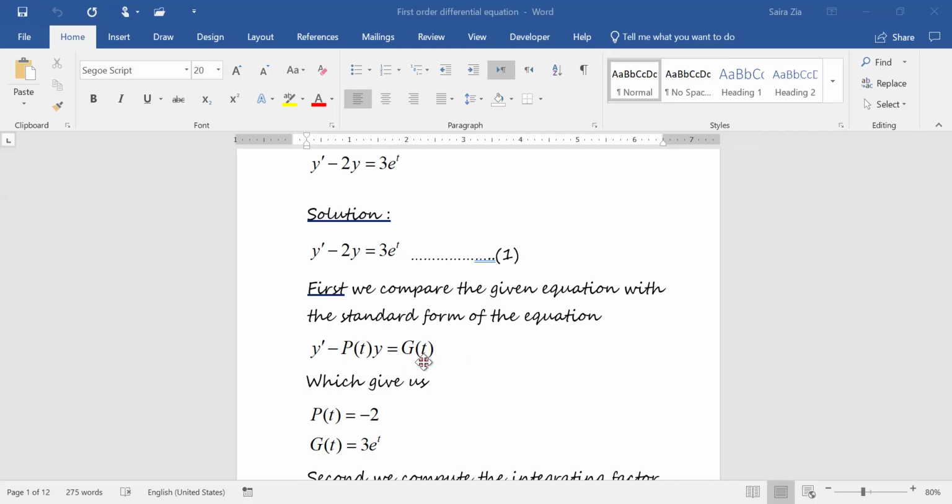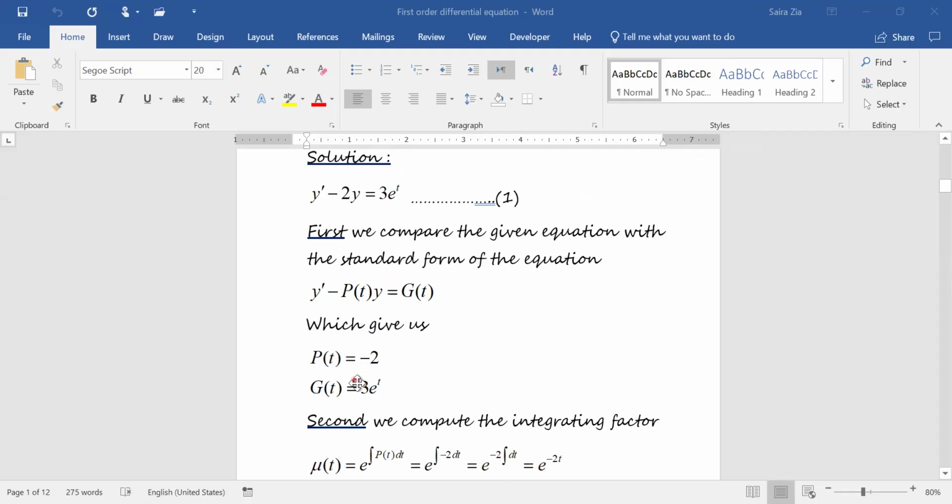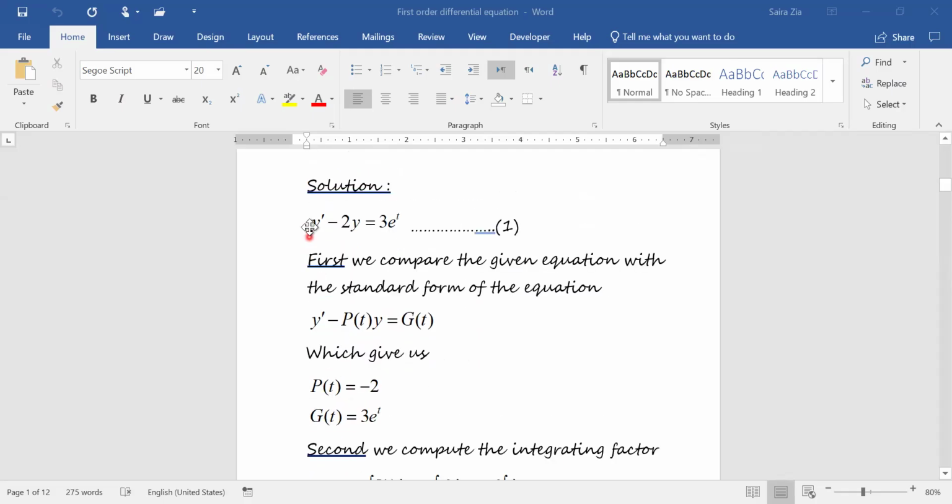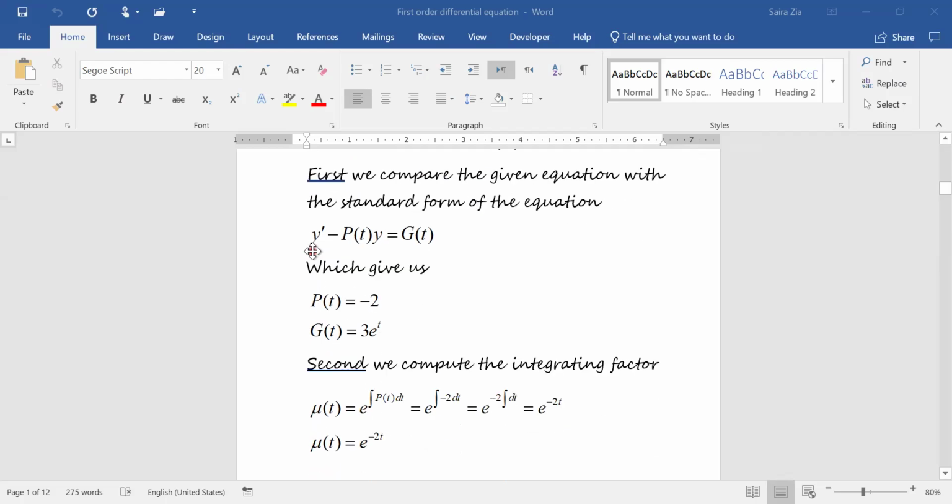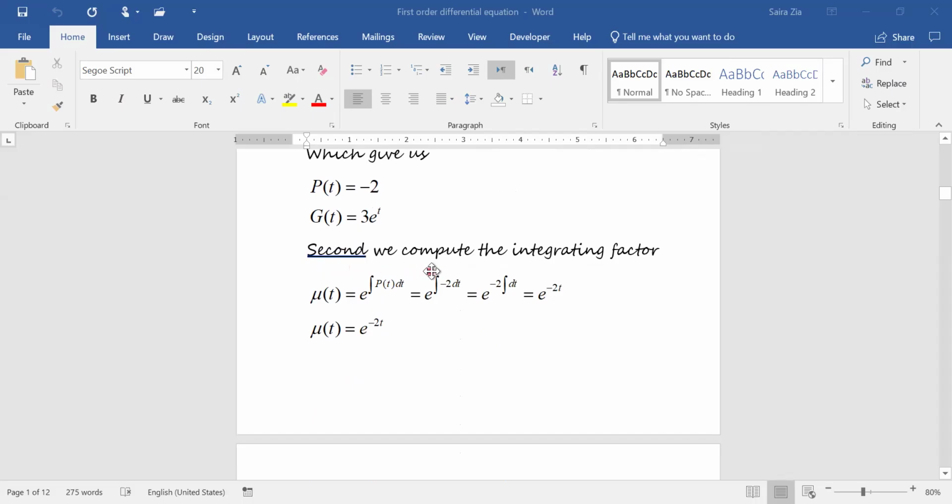Now here we are going to see what the functions p(t) and g(t) are. In this equation, p(t) is minus 2, and the g(t) function is 3 e^t. So first we define that, and we also check that the coefficient of y' must be 1. In this equation it is already 1, so there is no need to divide any term.